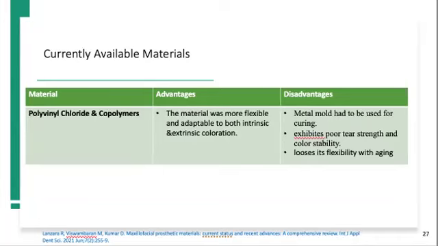Polyvinyl chloride and copolymers. Usually the vinyl resins are relatively rigid, but they are made flexible by the addition of plasticizers. This material can also be adapted for both intrinsic and extrinsic coloration. Among the disadvantages, metal molds have to be used for curing and processing, which are expensive, and it exhibits poor tear strength and color stability, and it loses its flexibility with aging.